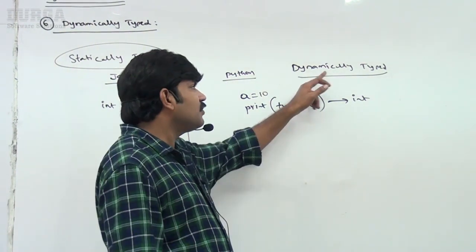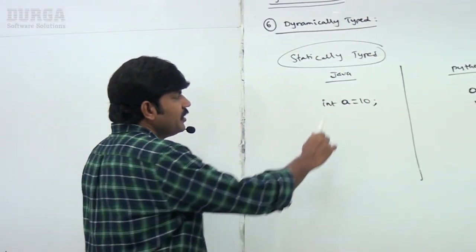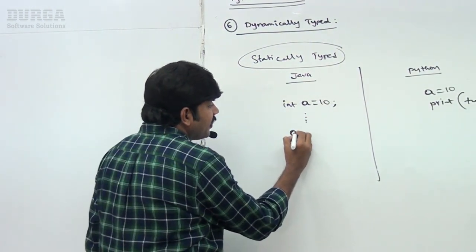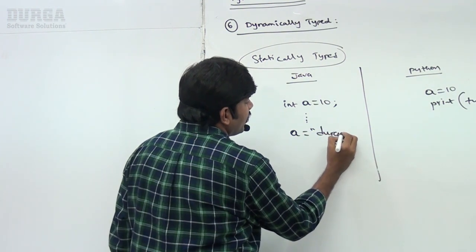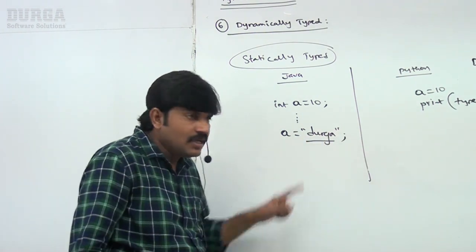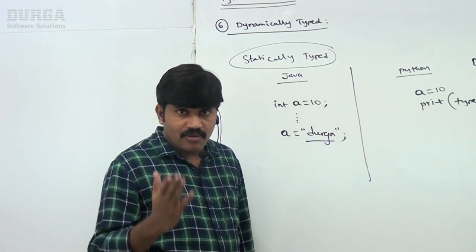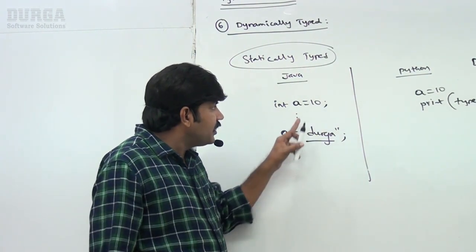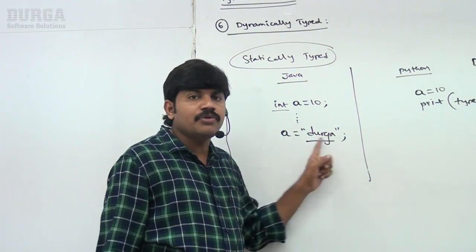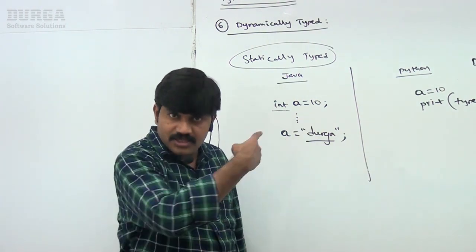Next, because of this dynamically typed nature, there is one more advantage. What is that advantage? Observe this. In Java, I have int a is equal to 10. After some time, I take a is equal to Durga, a string value. Immediately the compiler is going to complain: a you already declared as int type, how can you assign a string value? Incompatible types, string cannot be converted to int. We are going to get this error.